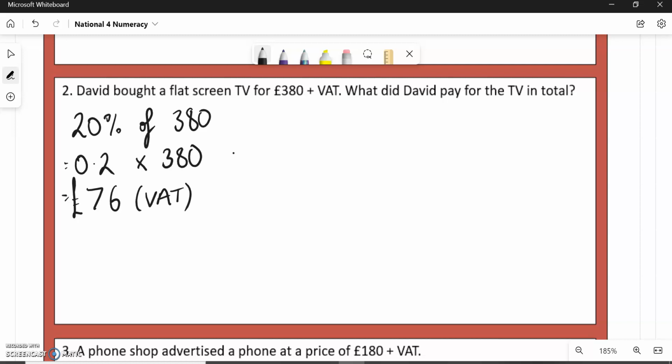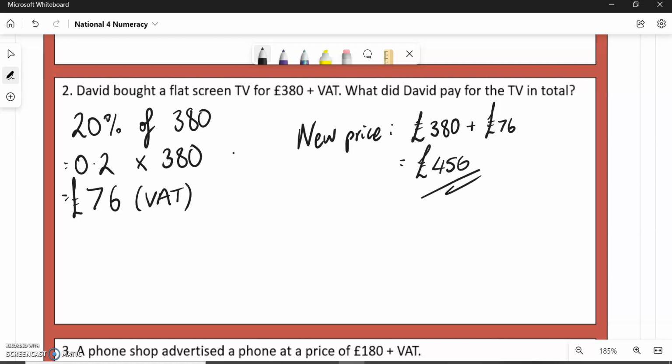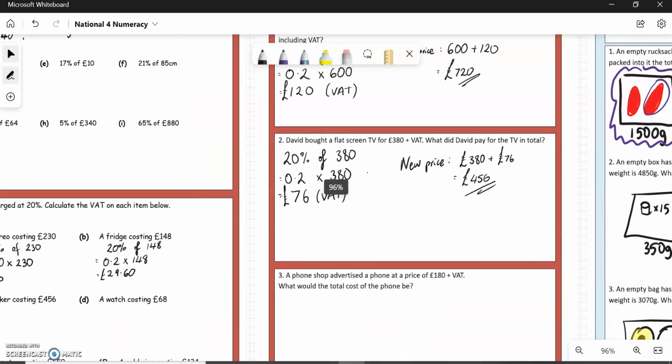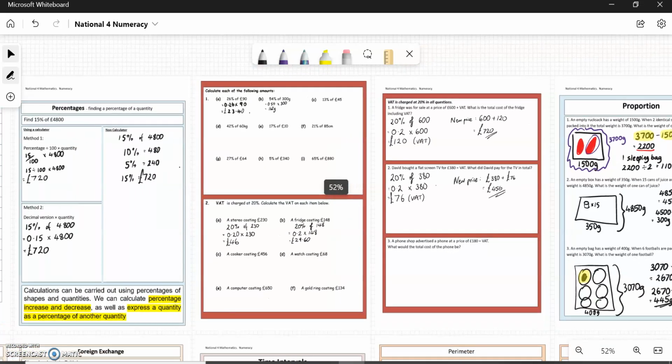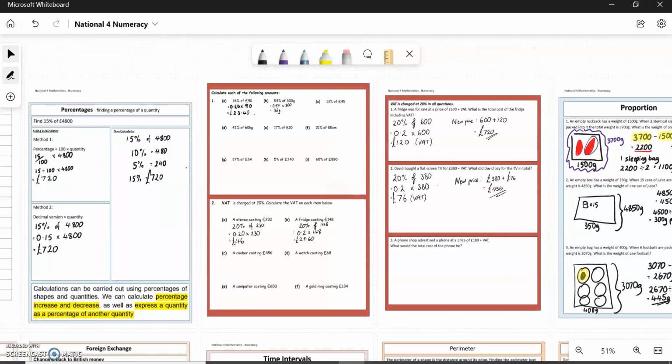The 76 needs to be added on. So the actual price of the telly is going to be the £380, add the £76, the VAT. And altogether, that's going to become £456. We've just done the first two examples on that page. Can you have a go at example 3? Once you've done this, you'll be able to have a go at some practice questions looking at percentages and value added tax. Thank you very much.